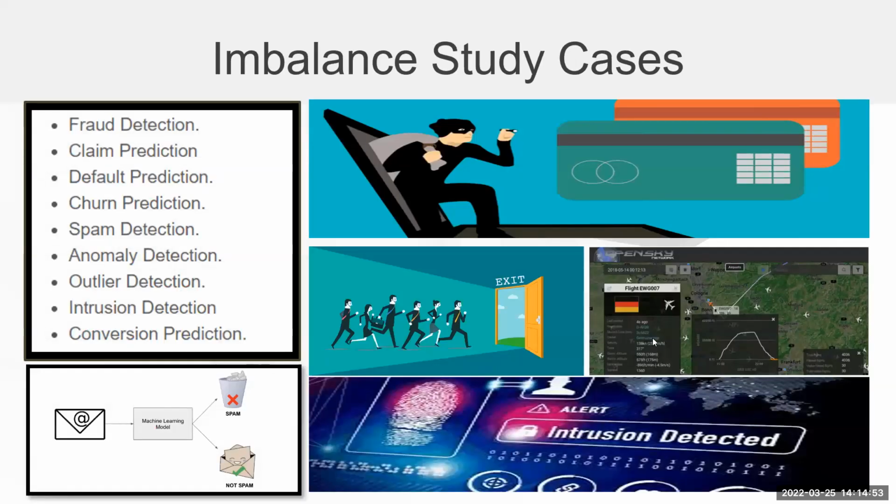Okay, these are some cases in imbalance class. The first is fraud detection, claim prediction, default prediction, spam, anomaly, outlier, intrusion, conversion. At the end of today's material, we will explore churn prediction from Kaggle.